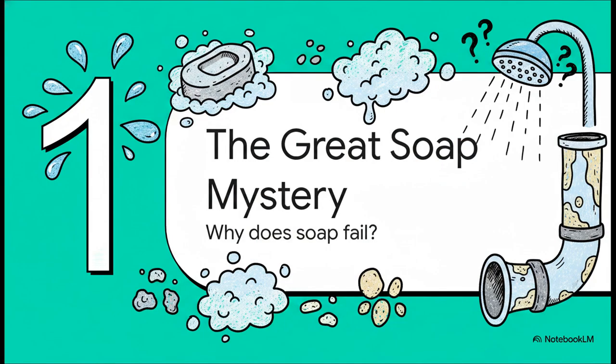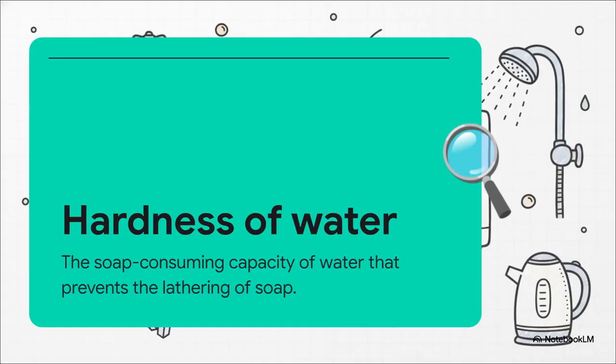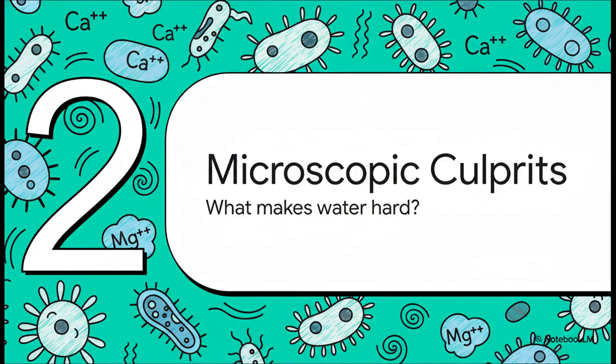Which brings us to our first real topic, the great soap mystery. To really understand the cause here, we need to look at what's actually happening in our sinks and showers when we turn on the tap. In chemistry, hardness isn't about the water feeling physically hard to the touch. It's actually defined as the soap-consuming capacity of water. It's a characteristic property that actively prevents the lathering of soap. When you use hard water, the water is effectively consuming your soap way before that soap can actually do its job of cleaning your skin or your clothes. Wild, right?